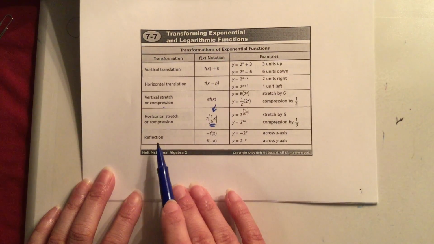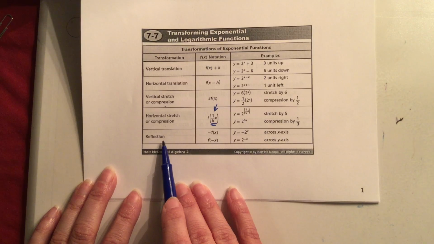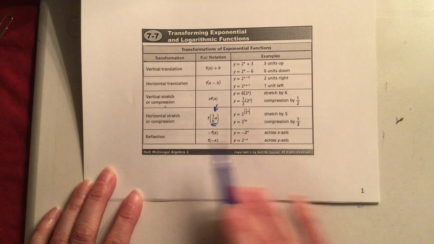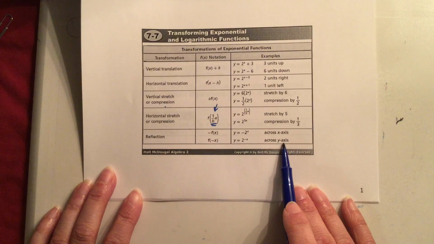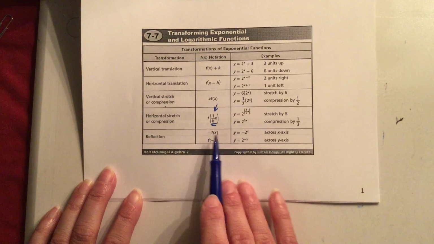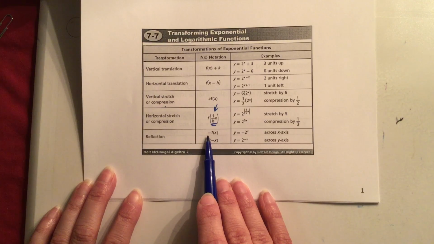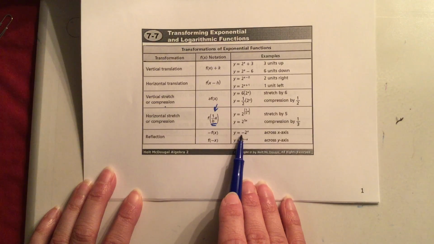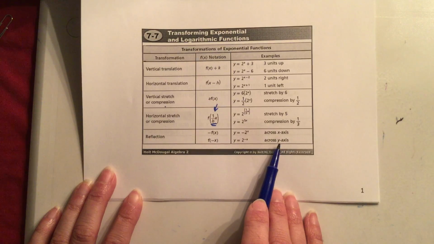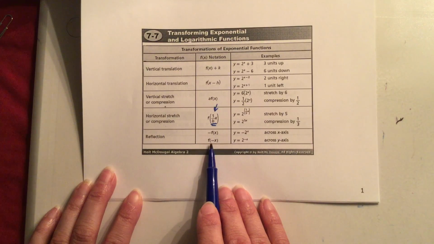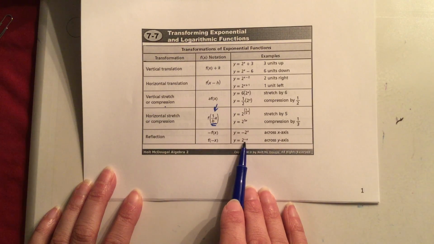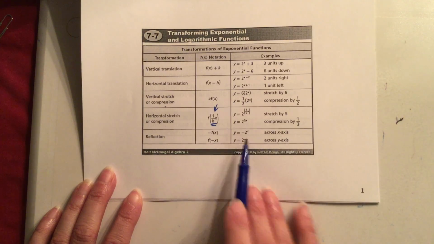Now reflections. Reflections are shown as a negative sign. There are two different options for reflection. We reflect over the x and reflect over the y. If you are reflecting over the x, you distribute a negative into the whole thing. So you'll have that negative sign right out front. If you're reflecting across the y, it only goes to the x. So you'll notice that negative stays within the exponent.